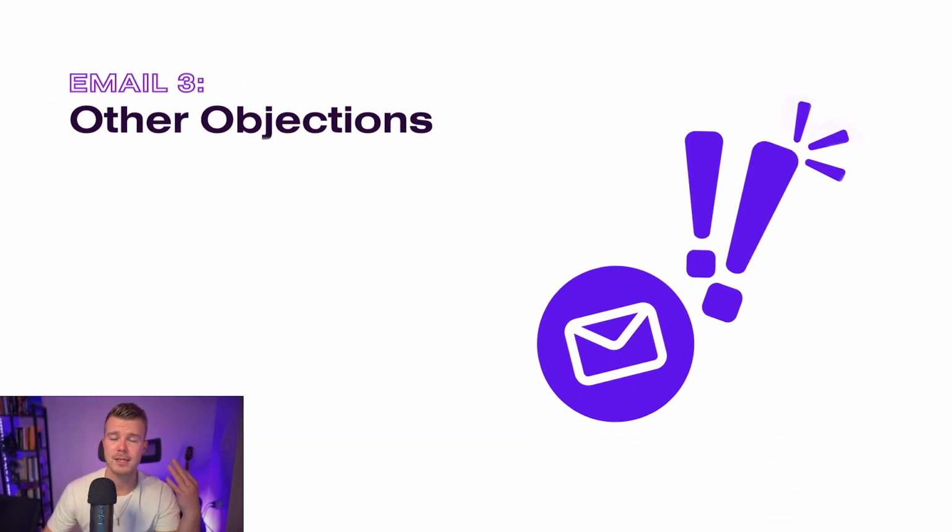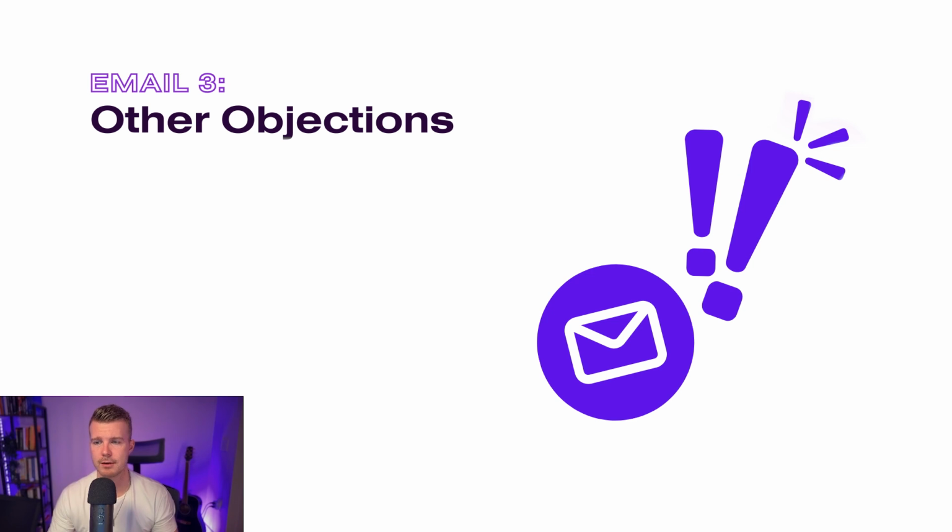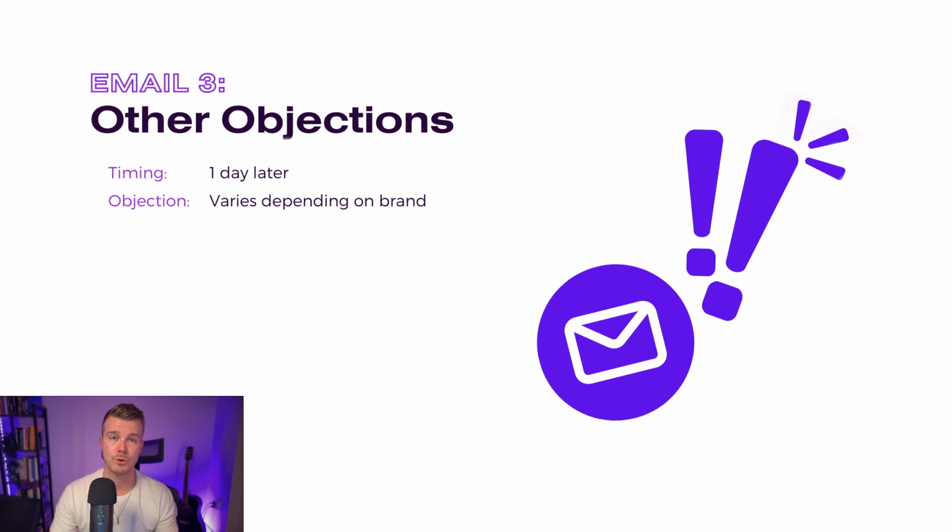So email 3 is just handling different objections here and other objections that people might have. It kind of just depends on your brand, but for example, one of our clients sells frozen seafood, and one of the objections that they receive sometimes is, well, how do I know that this is actually going to arrive fresh? Well, this is where we actually tackle that objection. We say, hey, you know what? We guarantee it'll arrive fresh. Here's how we do it.